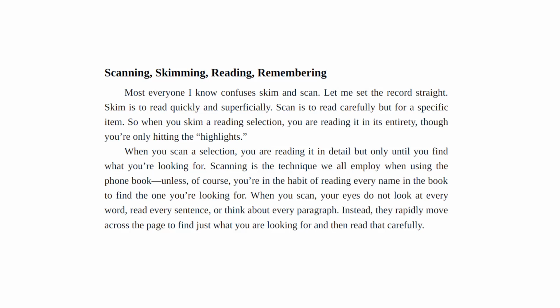Scanning is the technique we all employ when using the phone book. Unless, of course, you're in the habit of reading every name in the book to find the one that you're looking for. When you scan, your eyes do not look at every word, read every sentence, and think about every paragraph. Instead, they rapidly move across the page to find just what you are looking for and then read that carefully.